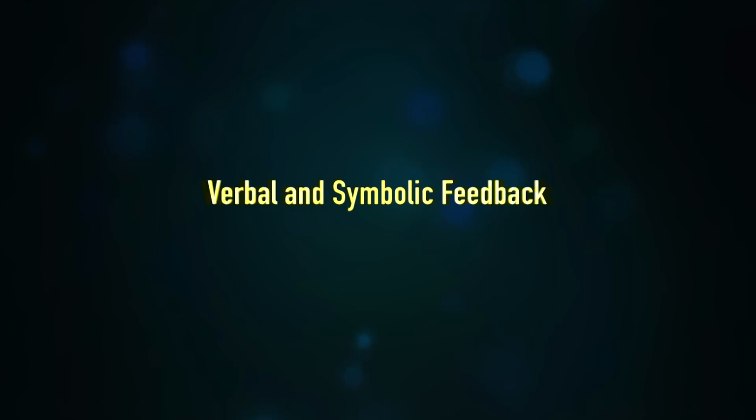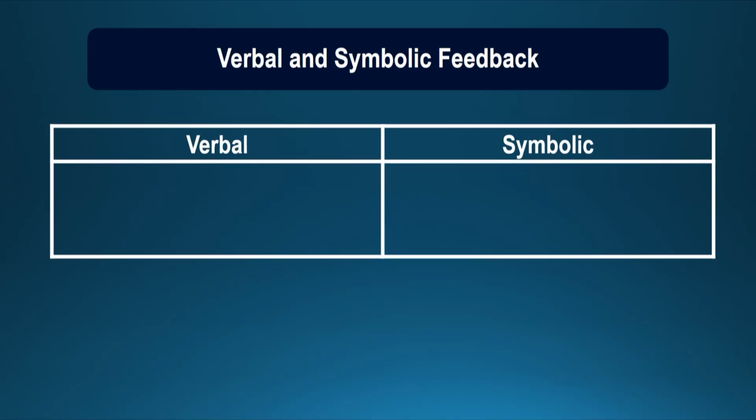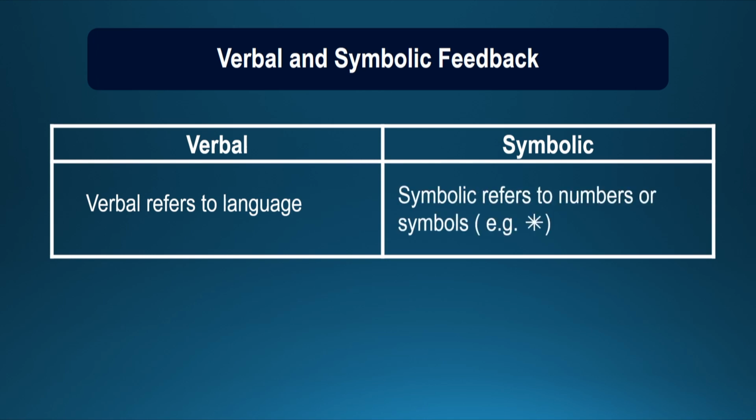Different forms of communication also act as feedback for the student. Say for example, if the teacher is giving a verbal comment in the class, that type of feedback is considered as verbal feedback. In verbal feedback, there is much use of language, and if the teacher is simply providing numbers or symbols to the student, that feedback is considered as symbolic feedback.